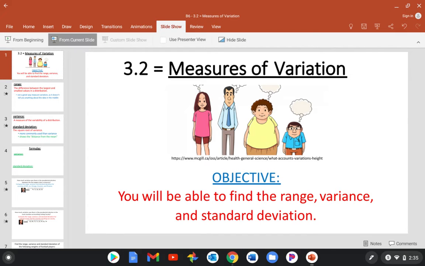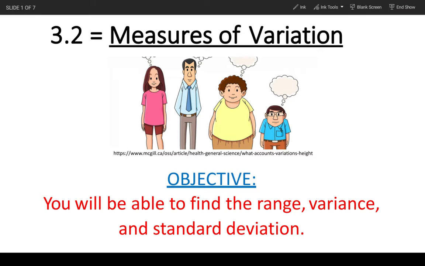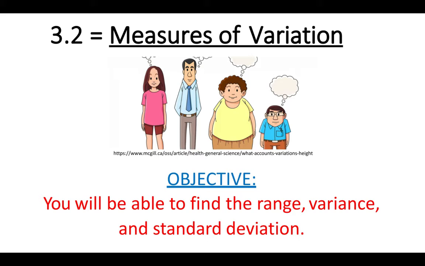Hey everyone, today we are going to begin section 3.2 and we're going to be talking about variation. In the previous few videos, we talked about measures of central tendency, which are basically just averages, like mean, median, and mode. And today we're going to begin talking about variation, which means sort of the difference between values, how spread out the values are.